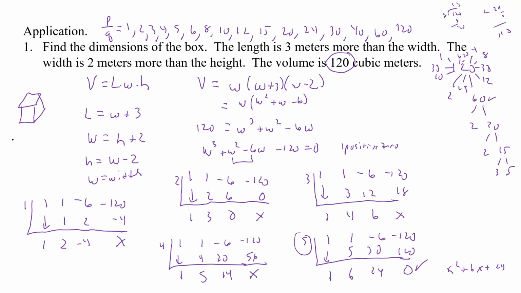And so that gives us then length is equal to, and this gave us W. So 5 plus 3 is going to be 8, and we have meters this time. Our width is 5 meters. And our height was equal to 5 minus 2, which is 3 meters. Okay, so 5 times 8 is 40, times 3 is 120. So that all multiplied together seems to fit. And so that would be our solution to this problem.